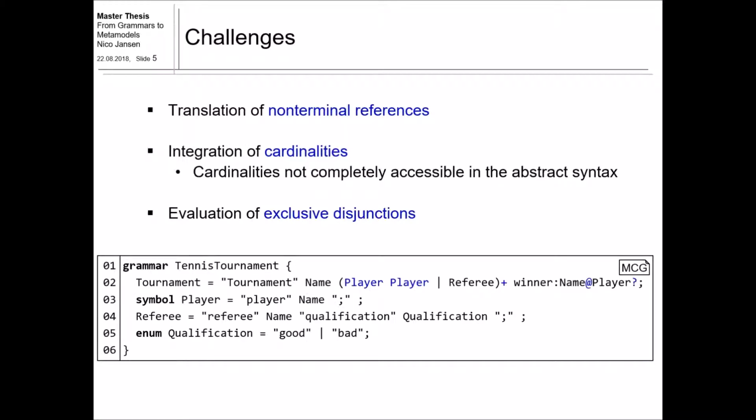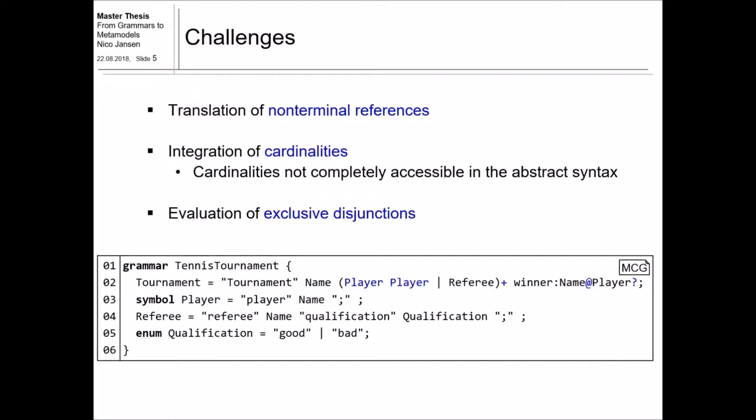In the following, we explain these challenges with this exemplary MontiCore grammar for describing a tennis tournament. A tournament has a name and can consist of multiple matches with 2 players each, so we always require an even number of player instances. A tournament can also have several referees. Finally, a tournament might or might not have a winner. We express this with the optional winner non-terminal reference.